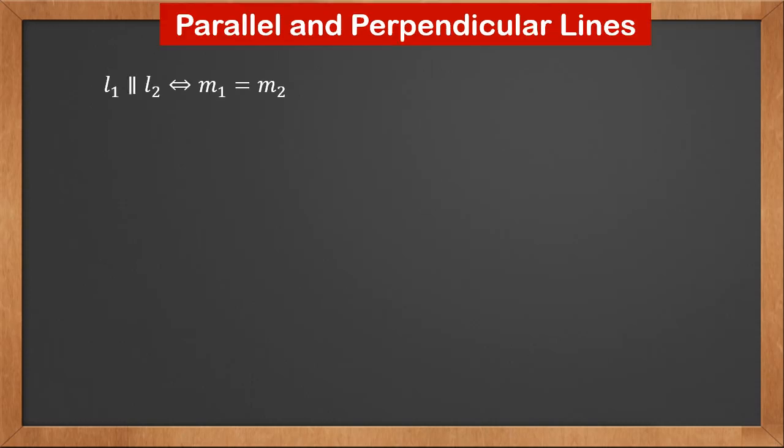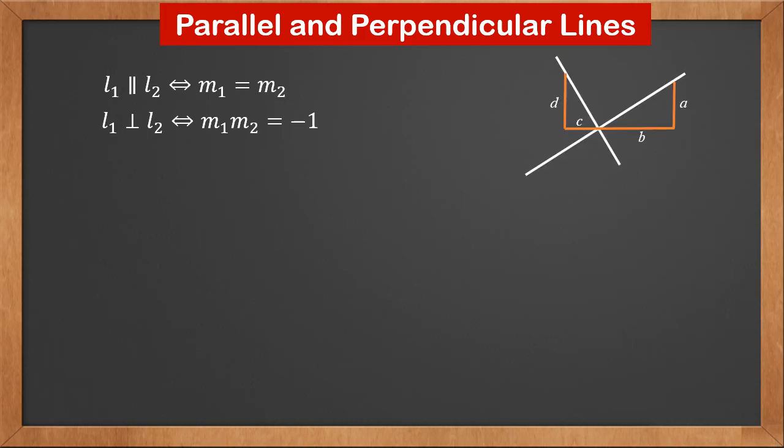If two lines are parallel, their gradients are equal. If two lines' gradients are equal, the two lines are parallel. If two lines are perpendicular to each other, the product of their gradients is minus 1. If the product of two lines' gradients is minus 1, the two lines are perpendicular to each other.